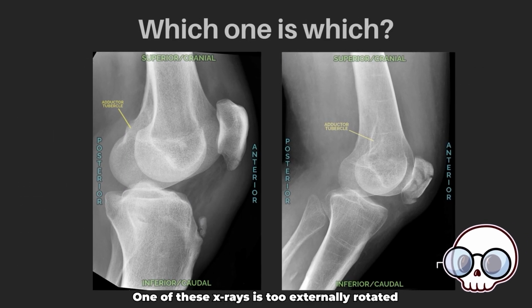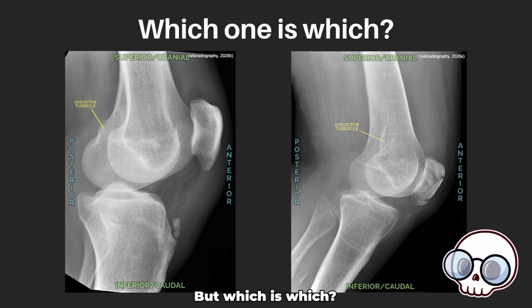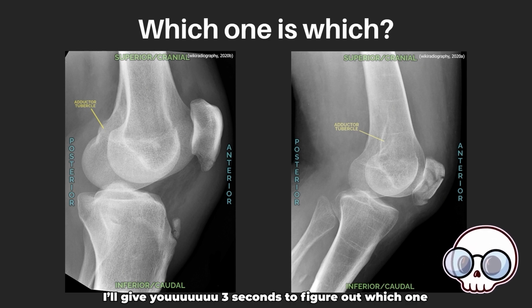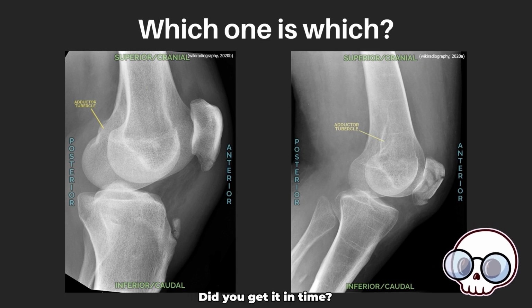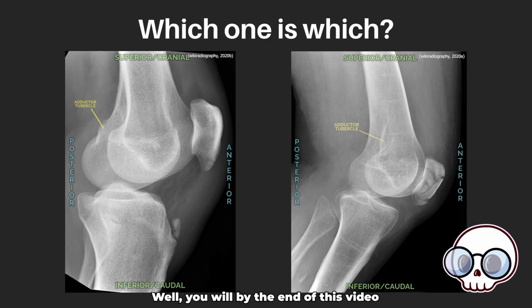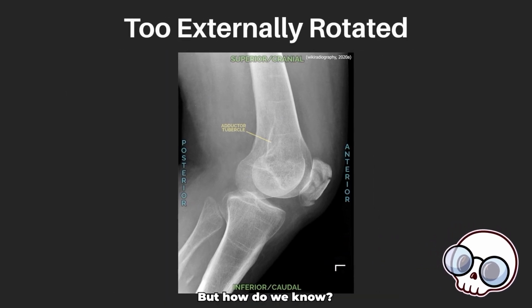One of these x-rays is too externally rotated, and the other is too internally rotated. But which is which? I'll give you 3 seconds to figure out which one. Did you get it in time? Well, you will by the end of this video. This is the one that is too externally rotated. But how do we know?